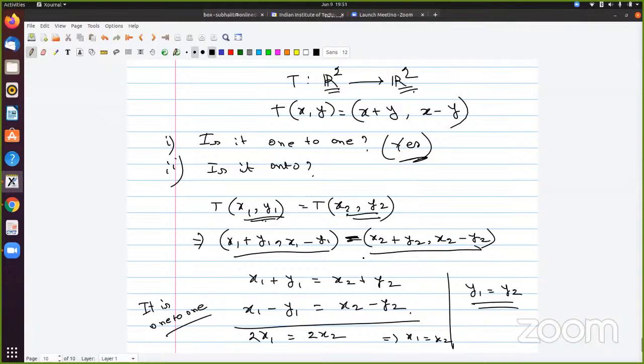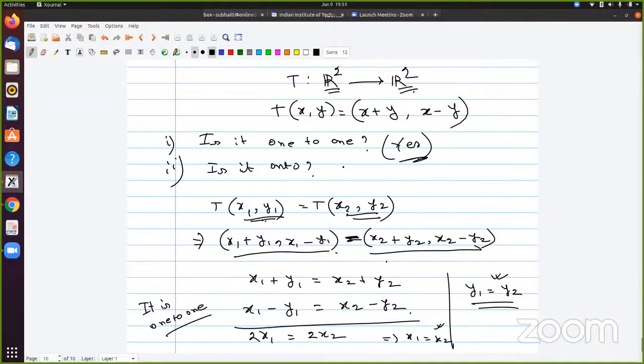By equating, I am seeing that if these two images are equal, then x1 must be equal to x2 and y1 must be equal to y2. That means (x1, y1) and (x2, y2) are basically the same element. So we cannot get two different elements in the domain which go to the same element in the image. That cannot happen. That means it is 1-to-1. Clear? Okay, great. This is basically the same thing we did for maths 1. Exactly the same thing.